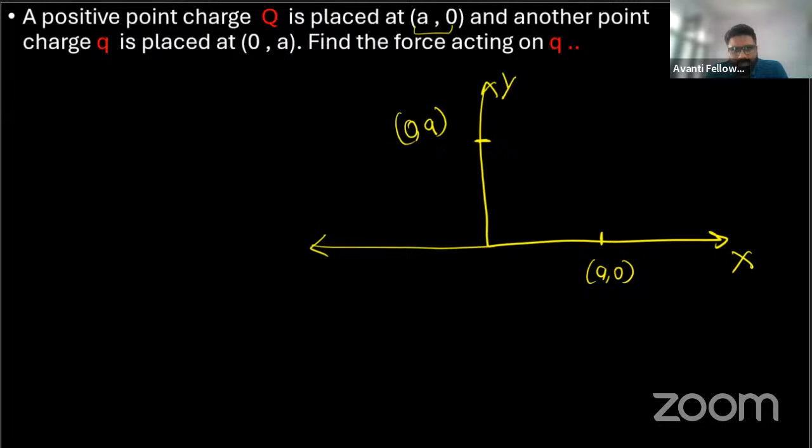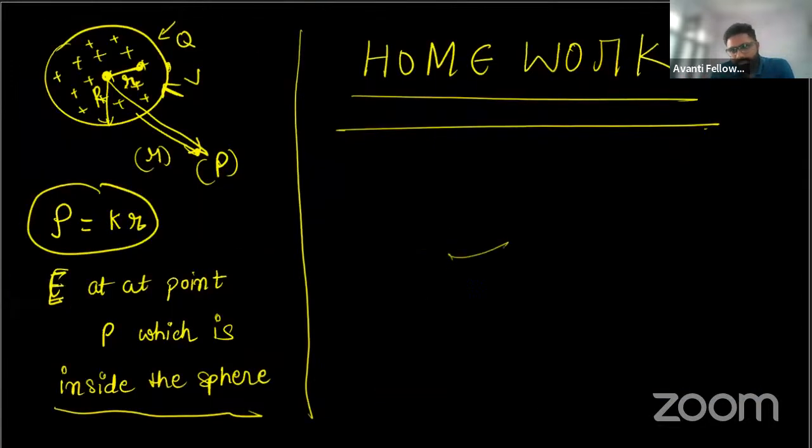Small q is placed at (0, A), and capital Q is placed at (A, 0). Now what is the force on this small q, acting on this small q? Now to calculate this we have to apply the k r square 3 epsilon. So this answer is for this question, this question, Yashwant?